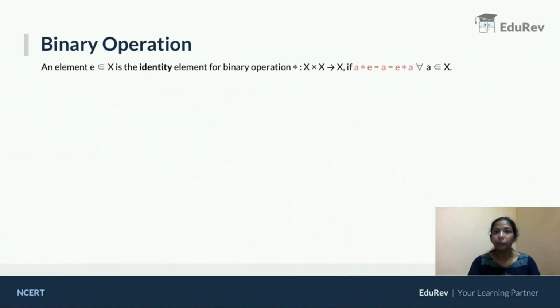It's like that. And it should perform this also, like A star E is equal to A equal to E star A. Both of them should be holding true, not only one.